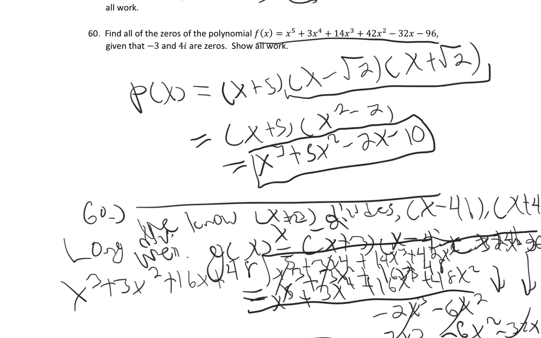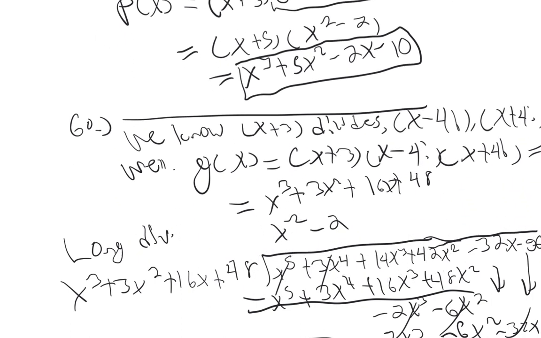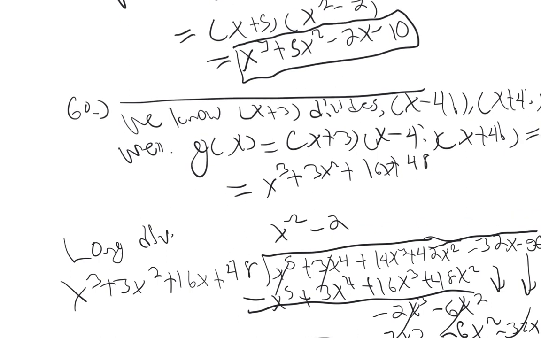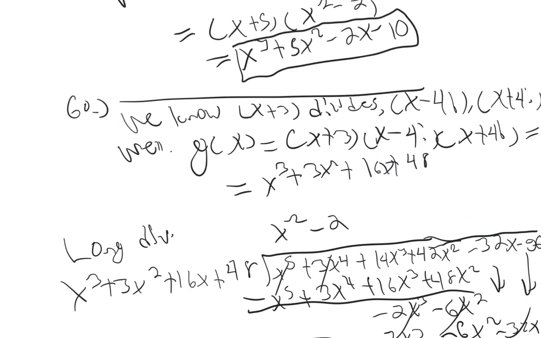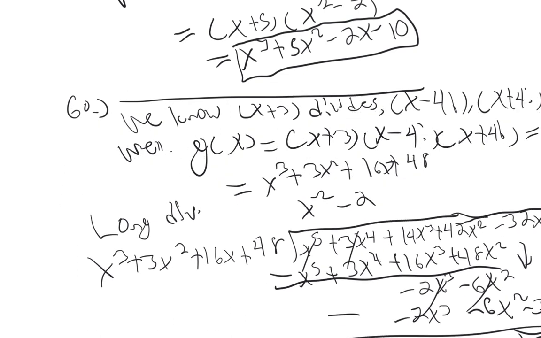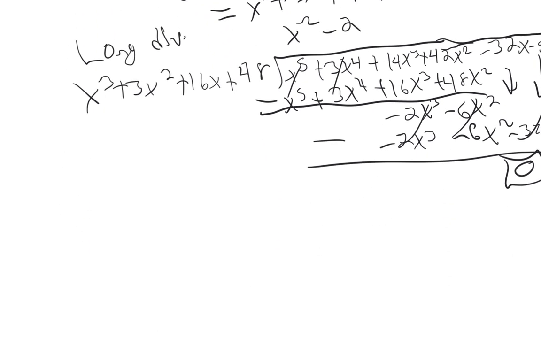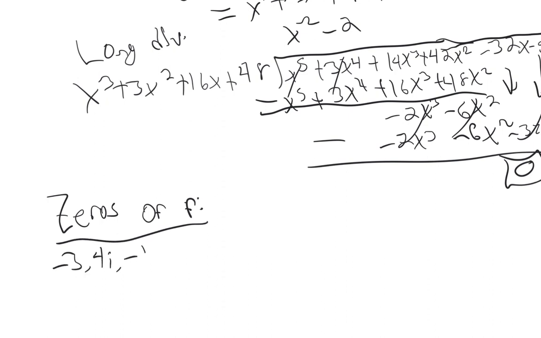And because we know x squared minus 2 divides, I was just double checking that the question wanted the zeros. So the zeros of f are as follows. We were given 4i and negative 3. We deduced negative 4i as well. But then we also found plus and minus root 2.